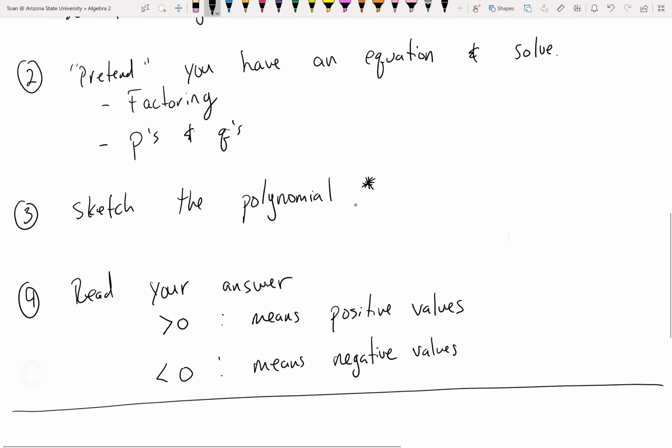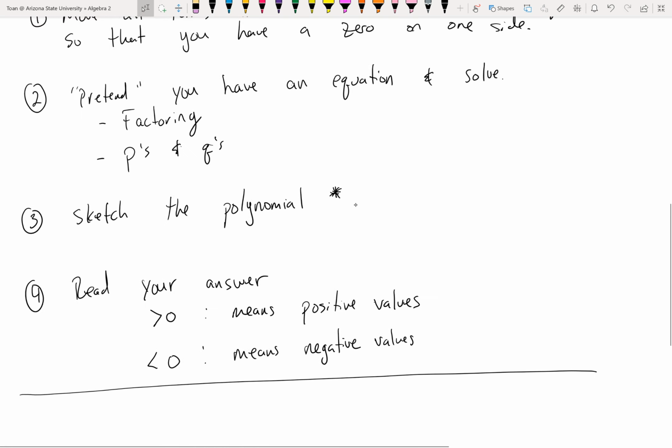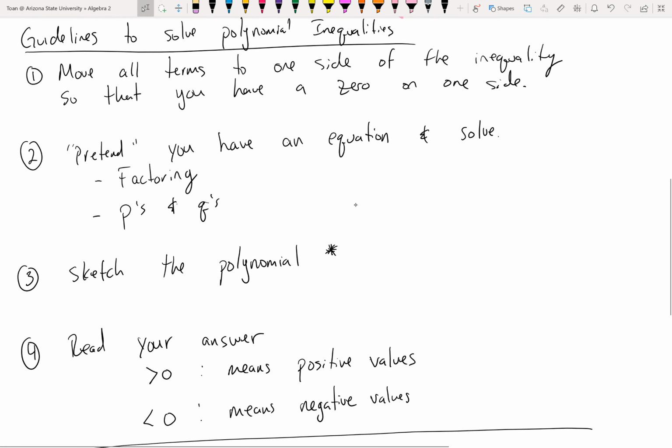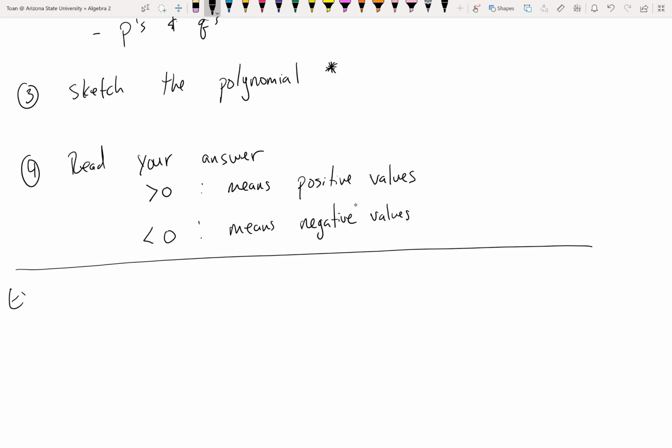So I'm not saying it's the only way to do it, but these are my 4 steps on solving any polynomial inequality. So let's go ahead and do a few examples here. Suppose I ask you to solve, let's start off simple and we'll gradually increase our way up, x squared is less than or equal to 5x minus 6.